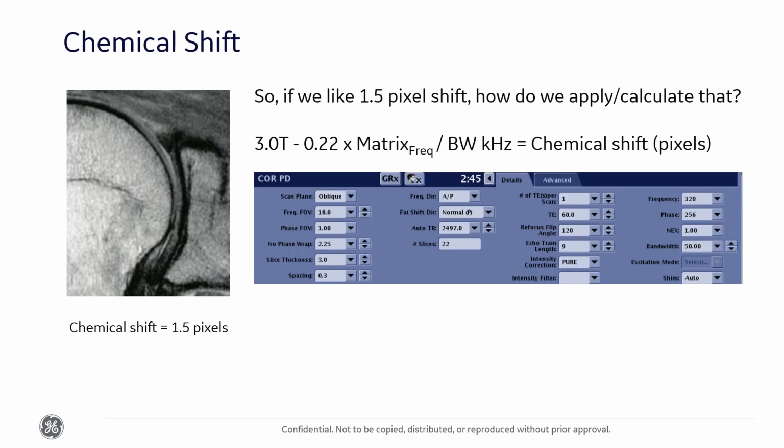So to give a nice working example of this, on a 3T system, if we've got 0.22 times the frequency matrix, which in this case is 320, divided by the bandwidth, which is 50, we have a 1.4 chemical shift in pixels, or again, we substitute 0.11 if we're on a 1.5T system.